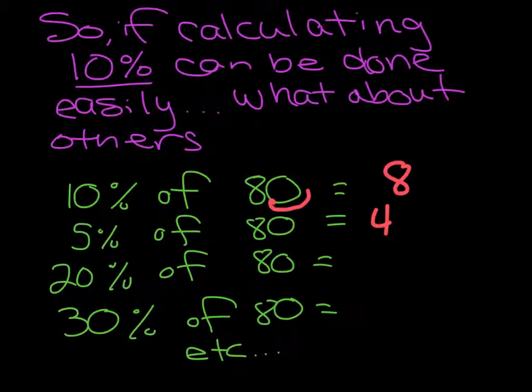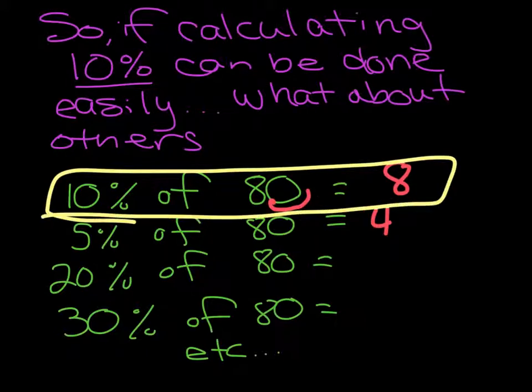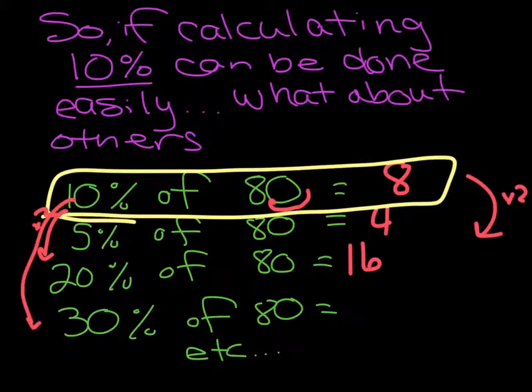And then what about 20%? I'm always going to go back to whatever my 10% is, okay? Always. This is going to be helpful because it's only 10% that we can just move the decimal, but we're going to use that to help us with others. So 20% of 80, well, if I know 10% is 8, 20% is doubled, right? So times 2. So I just need to do 8 doubled, which would be 16. And then 30%, well, I would do times 3.